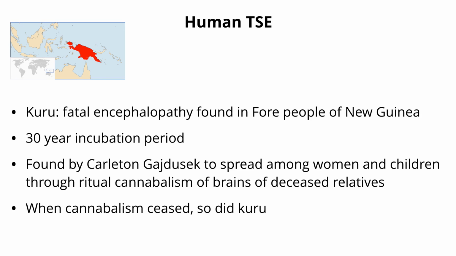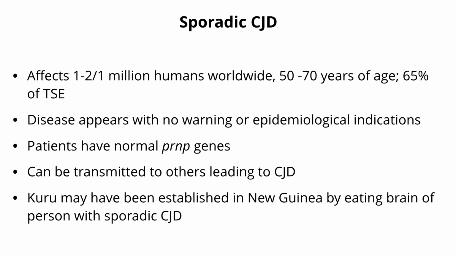Because again, the people would presumably die of a sporadic or genetic TSE. And of course, we didn't know what they had, and then their brain was removed and eaten by the women and children, and they would spread the disease to them. So this provided a lot of information about the nature of these diseases. That's a transmissible spongiform encephalopathy. There's a sporadic form. It affects 1 to 2 per million people worldwide, typically 50 to 70 years of age. And this accounts for 65% of the TSE that we see globally, sporadic. It appears with no warning or epidemiological indications, and the PRNP genes of these people are normal.